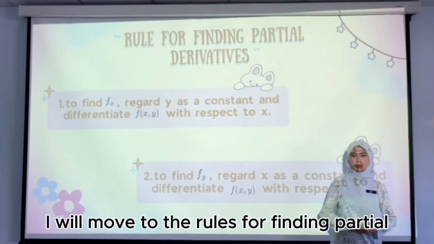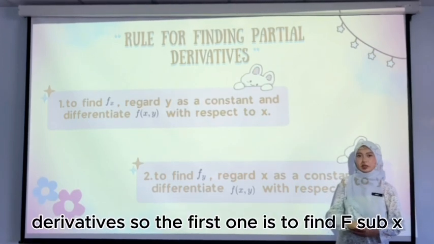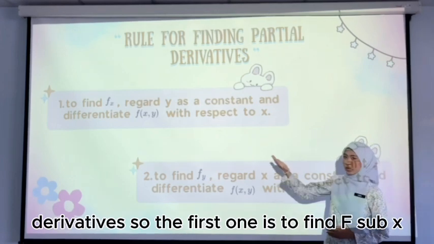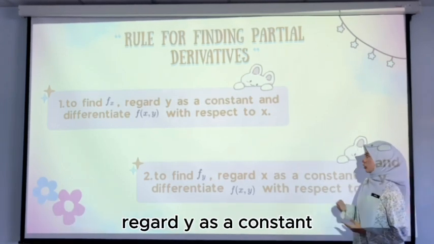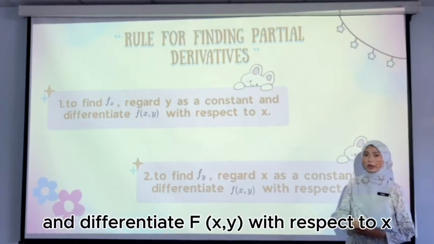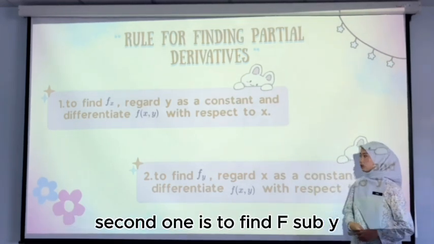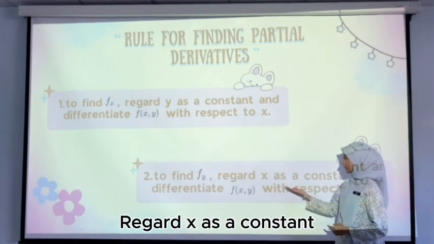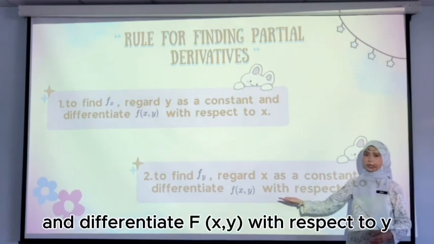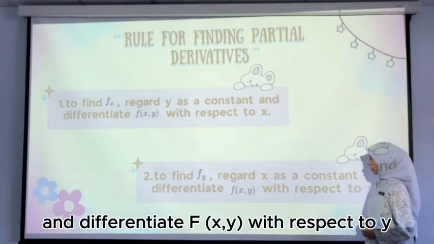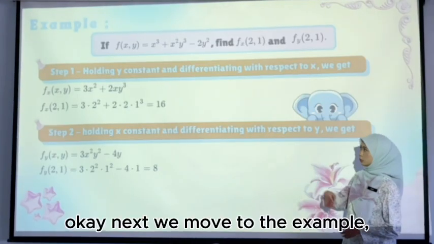So for now, I will move to the rules for finding partial derivatives. The first one is to find f sub x: we treat y as a constant and differentiate f(x, y) with respect to x. The second one is to find f sub y: we treat x as a constant and differentiate f(x, y) with respect to y.